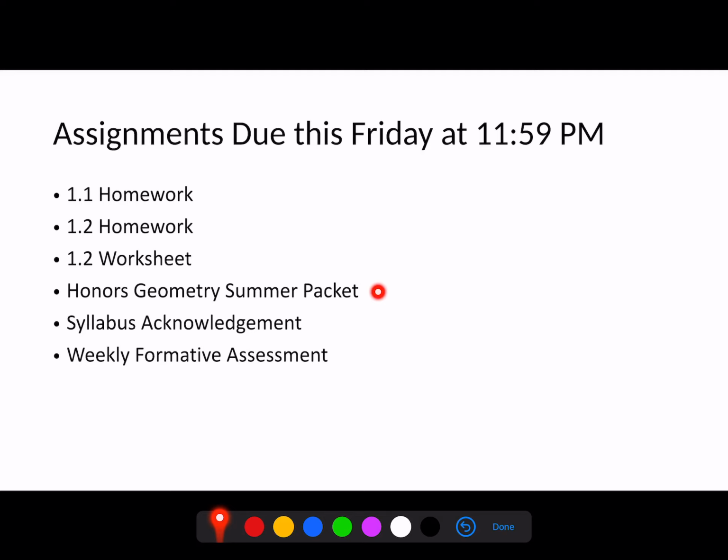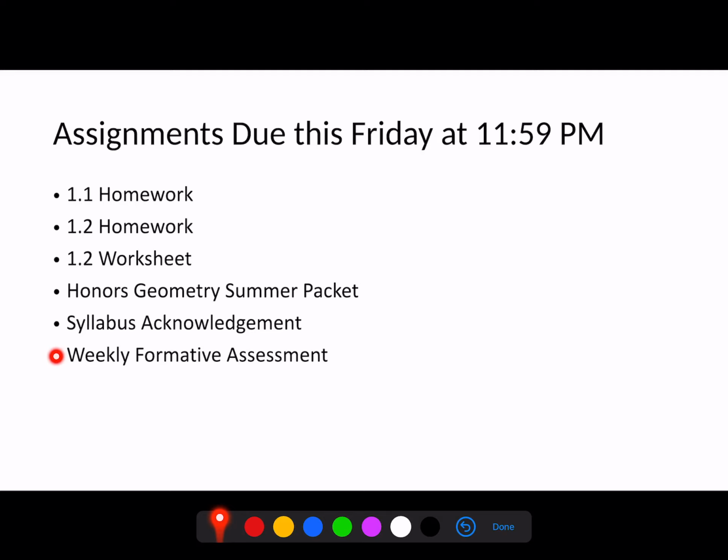The Honors Geometry Summer Packet, that is due this Friday. Directions for that are on Schoology as well for you guys to check out. Make sure that you guys get that finished up. Syllabus acknowledgement. I need you guys to make sure that you read through the syllabus, make sure that your parents read through the syllabus, sign off on it. There is a turn-in on Schoology, just saying that you read through it and accept all the terms for it.